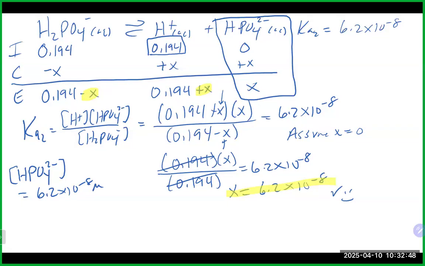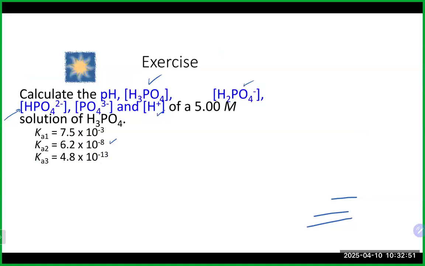So now we're pretty close to what we want. We now have this guy's concentration. That means really the last one that we're looking for is the phosphate. And the phosphate does reside here in our third hydrogen that comes off.